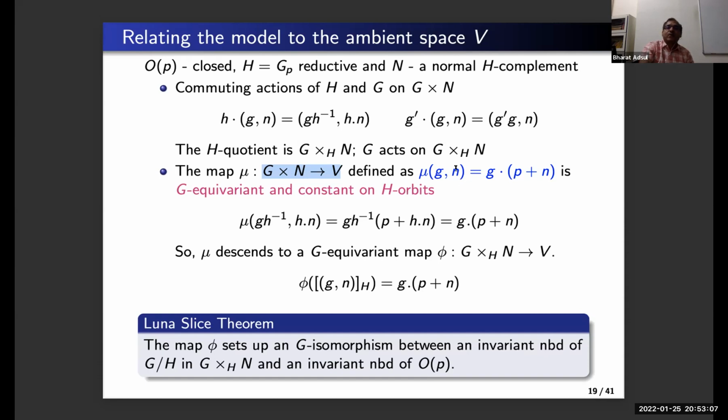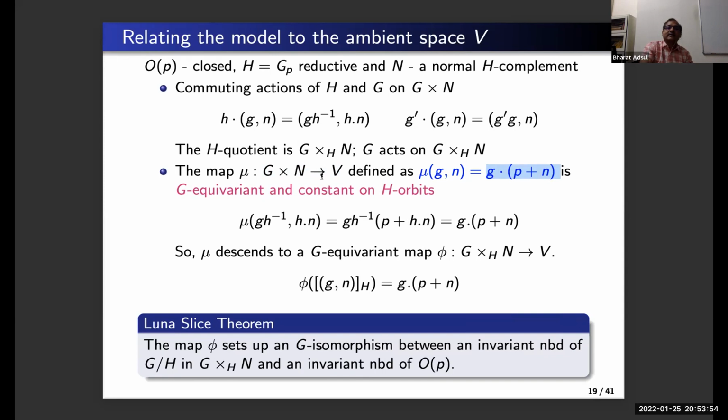Let's do that. If I look at this point (G, n) and hit it by H, I'm going to go to the point (GH inverse, Hn). Let's apply this mu map to the point (GH inverse, Hn). By the very definition, it will go to GH inverse applied to the point P plus H n. Because of the linearity, I can make it GH inverse P plus GH inverse Hn. Yeah, I should have written that. The H inverse cancels with this H, and because H is part of the stabilizer of P, H inverse P is just P. Then I can pull G out again. Therefore, this map mu is constant on H orbits.